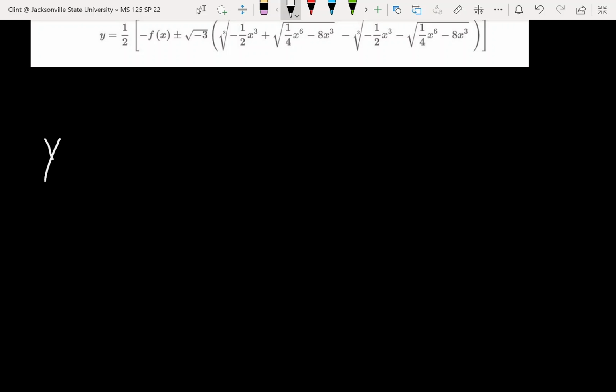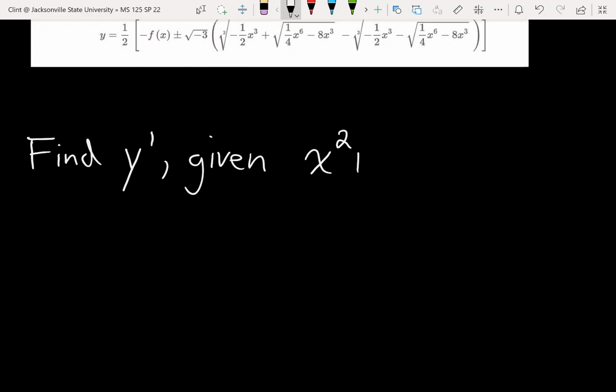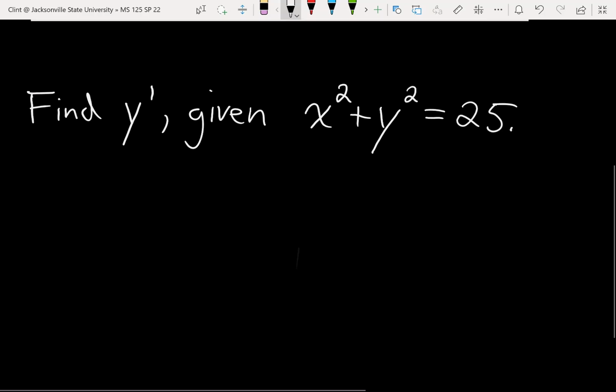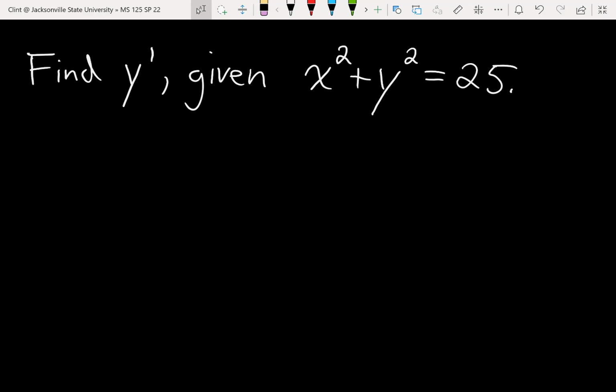So we want to find y prime, given x squared plus y squared equals 25. Again, one method, we could solve it for y and then find the derivative there. But we're going to look at how to do it without solving it for y. So I said y prime. I think it's easier to think about if we think about dy dx forever. Same meaning, different notation. We want the derivative of y with respect to x.